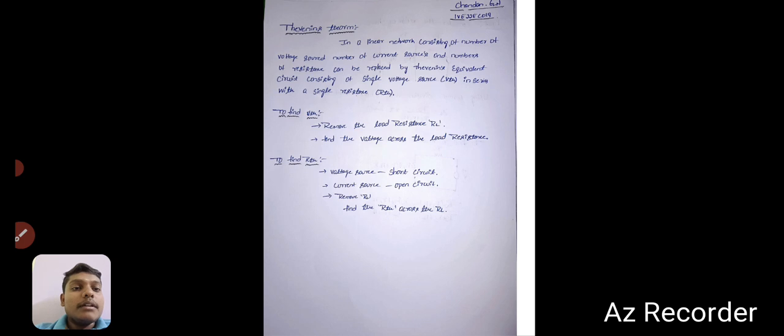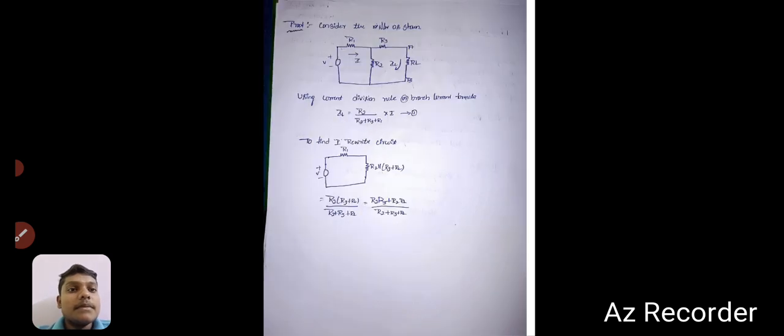To find RTH, the voltage sources should be short-circuited and the current sources should be open-circuited, and finally remove RL and find the RTH across RL. Now let's see the proof. Consider the network as shown.